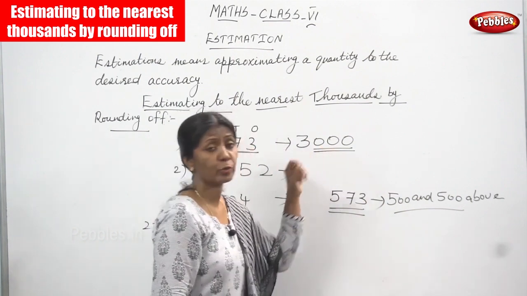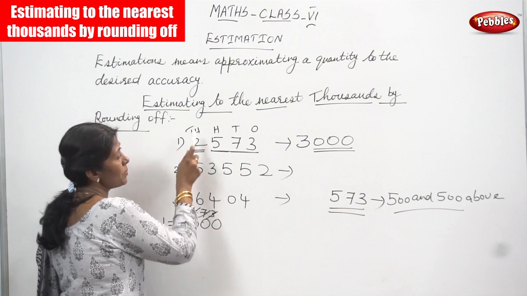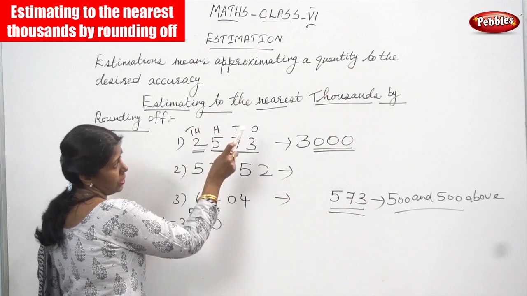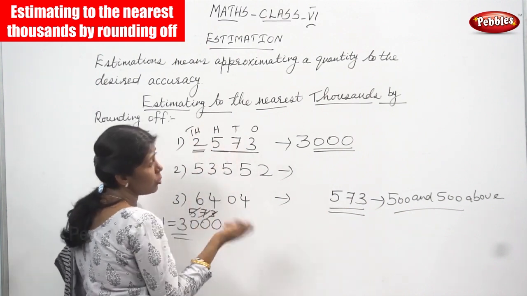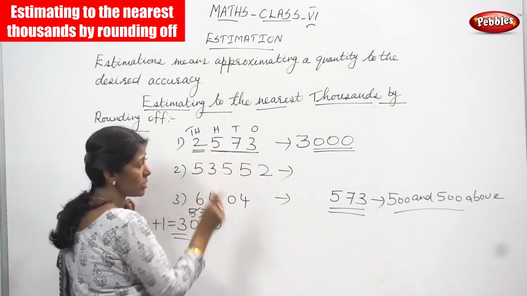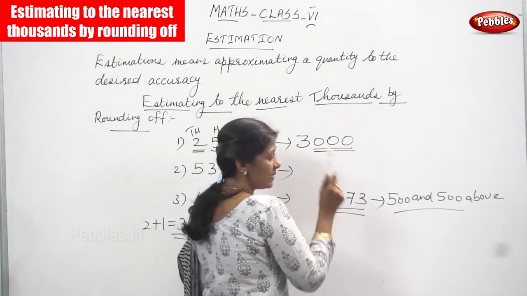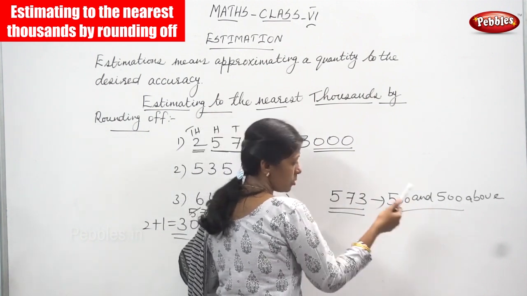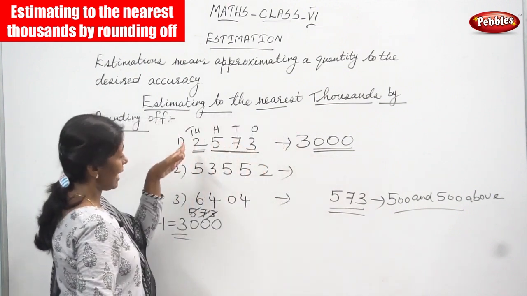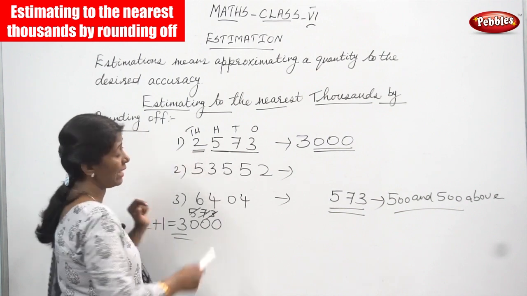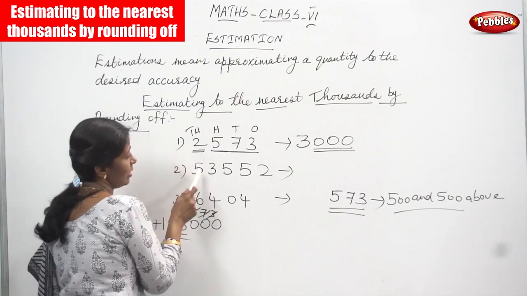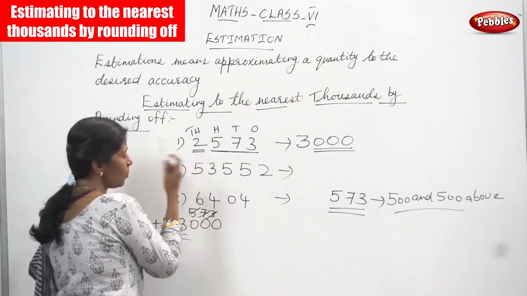So that is what I have written: 3 zeros, and this 2 you must add 1 to. Because to round off to the nearest 1000, you have to consider the 100 place value, 10's place value and 1's place value. 573 is clearly 500 and above. So for 500 and above, you have to add 1 to the 1000 place value. The number in the 1000 place is 2, so 2 plus 1 is 3.